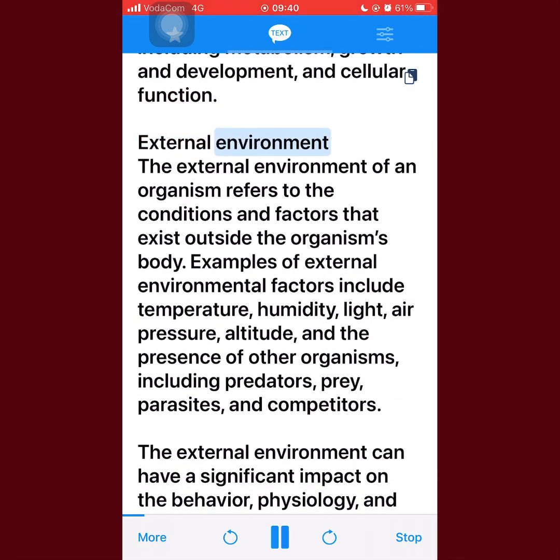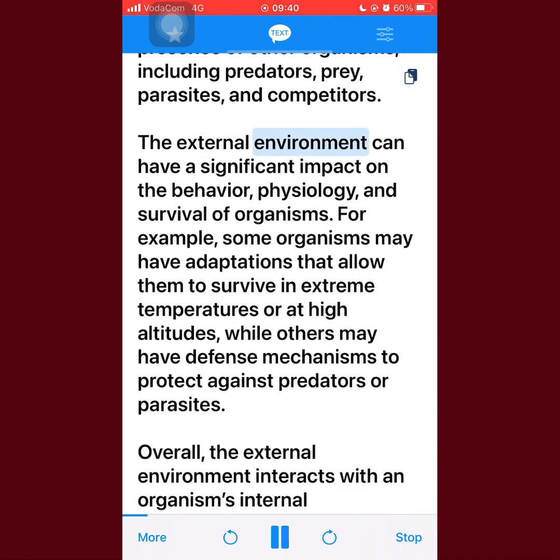External environment. The external environment of an organism refers to the conditions and factors that exist outside the organism's body. Examples of external environmental factors include temperature, humidity, light, air pressure, altitude, and the presence of other organisms, including predators, prey, parasites, and competitors. The external environment can have a significant impact on the behavior, physiology, and survival of organisms.